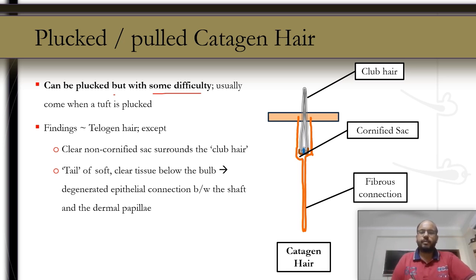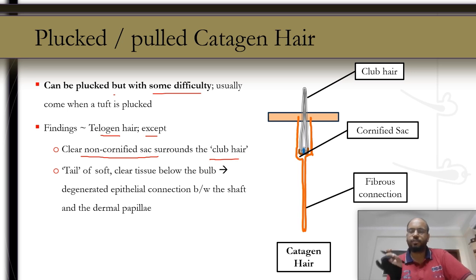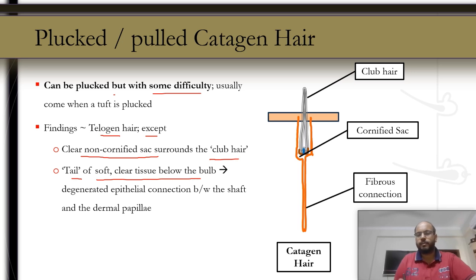The findings are similar to telogen hair, except for these differences. You can see a clear non-cornified sac around the club hair, because some attachment is still left. It is not completely lost. It will be lost in the telogen hair, and we'll discuss that when we come to telogen hair. There's a tail of soft clear tissue below the bulb, which is known as the fibrous connection or a fibrous streamer.